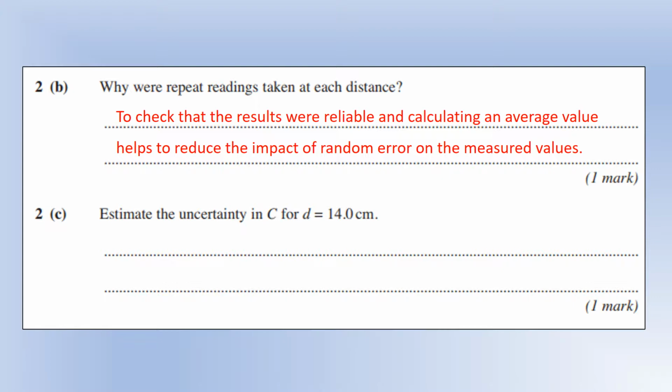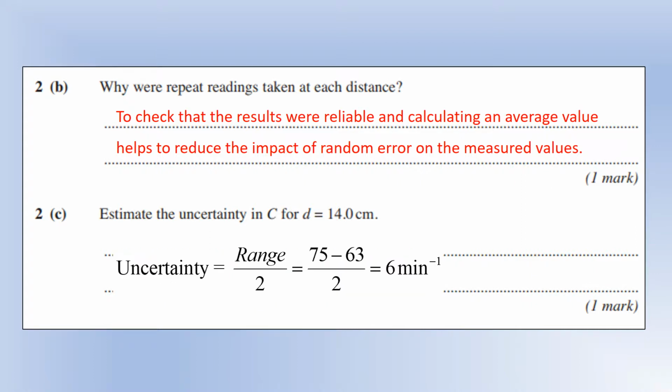So 2 part C, we want to estimate the uncertainty in C for D equals 14 centimeters. So if you look back at the table, and I've put a link to the actual paper in the description if you want to get this paper. From the table, we can go to D equals 14. We've got 3 repeat readings. So we're going to do the range of the repeat readings divided by 2. That gives us 6 minutes to the minus 1.